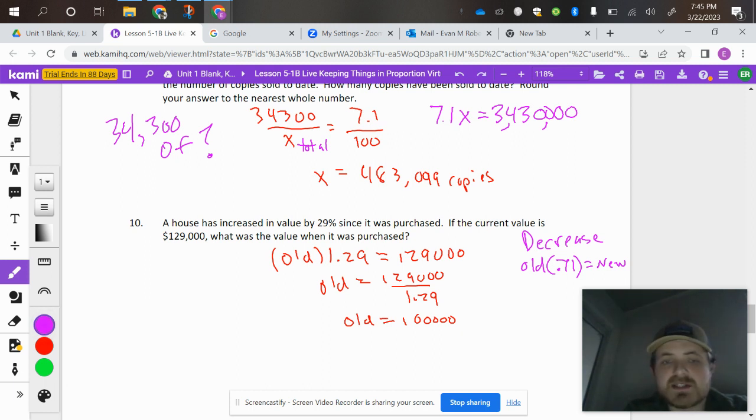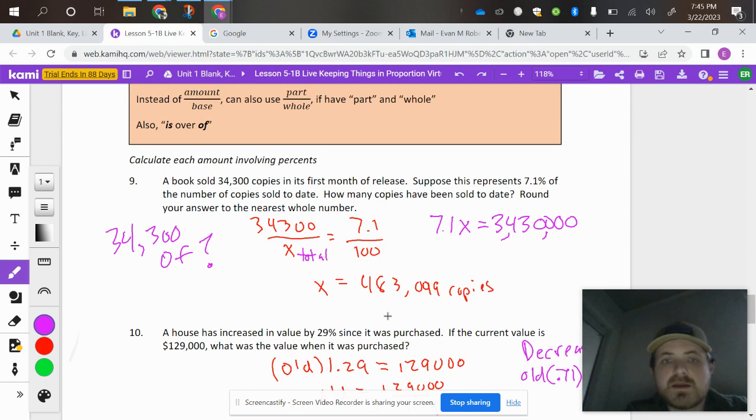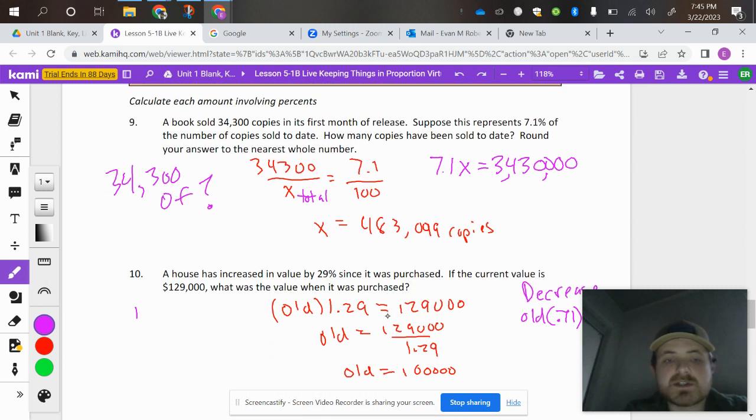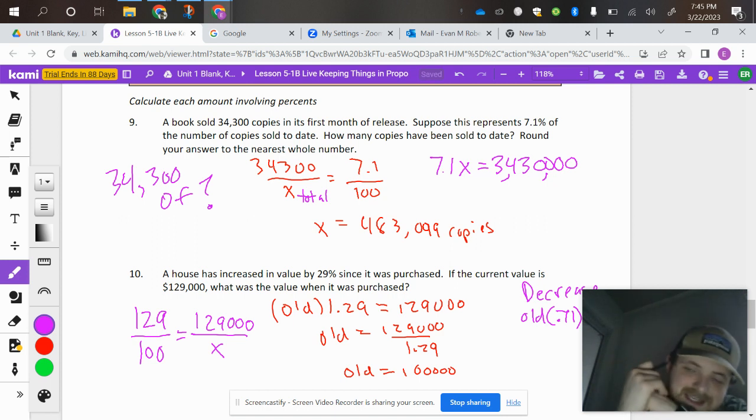So if you wanted to do a situation with the proportion, you would have done 129% over 100 equals the 129,000 divided by that old value there. You could have done it like that if you wanted to as well. So lots of different ways. I think the reason this can get so complicated is because there's so many ways to do it that would yield the correct answer. So hopefully that's making some sense.